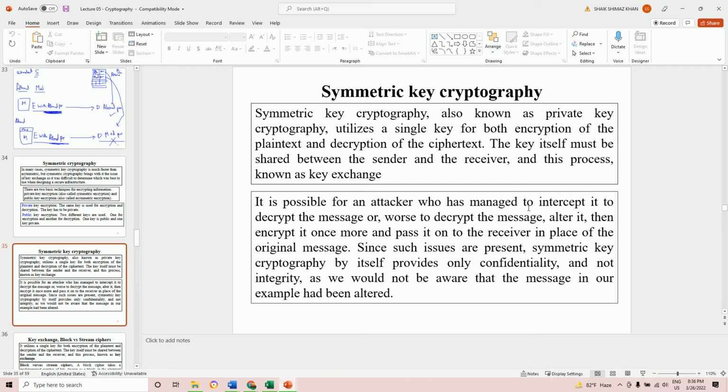Symmetric key cryptography, also known as private key cryptography, utilizes a single key for both encryption and decryption. The key itself must be shared between the sender and the receiver, and this process is known as key exchange. It is possible for an attacker who has managed to intercept it to decrypt the message, or worse, to decrypt the message, alter it, then encrypt once more and pass it on to the receiver in place of the original message. Symmetric cryptography by itself provides only confidentiality and not integrity.